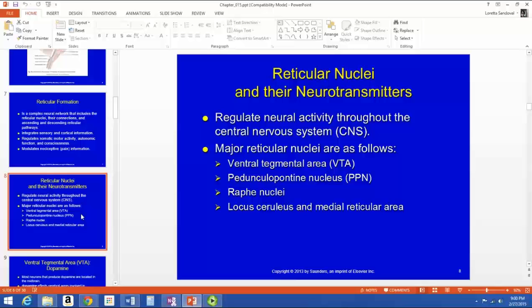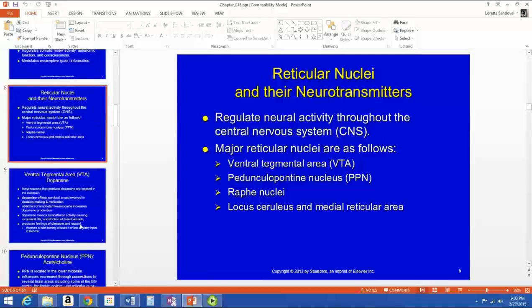The ventral tegmental area, or the VTA, the pedunculopontine nucleus, or the PPN, the raphe nuclei, which we've talked about before, and the locus coeruleus and medial reticular area. So that's just a way of organizing the information. You're not going to be tested on those.